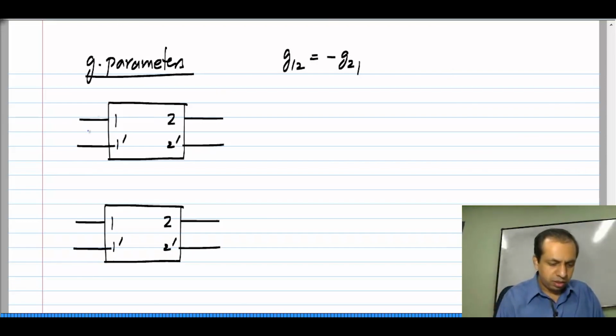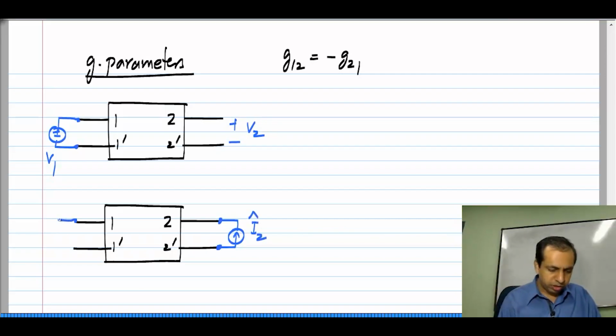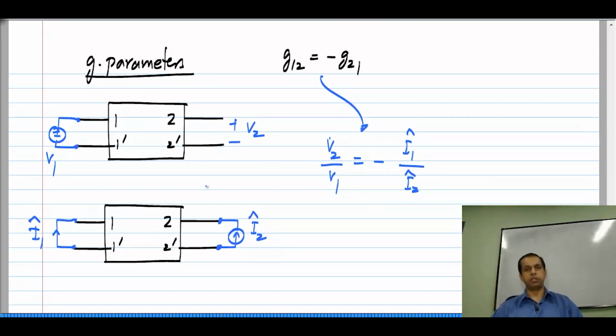When I am measuring G21, I will apply a voltage to port 1 and measure the open circuit voltage across port 2, and when I am measuring G12, I will apply a current to port 2 and measure the short circuit current through port 1. Okay. And this implies that the voltage gain from port 1 to port 2, measured with an open circuit termination, equals the negative of the current gain from port 2 to port 1, which of course is measured with a short circuit termination. Okay.